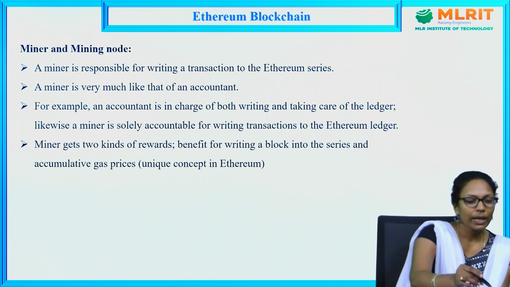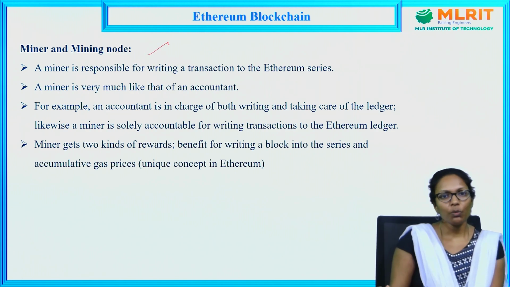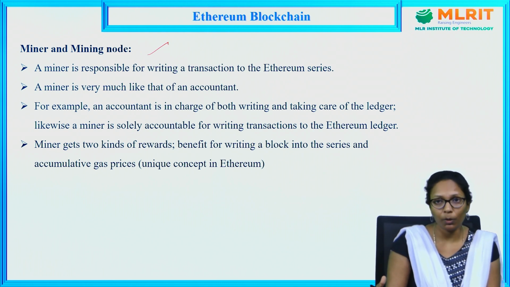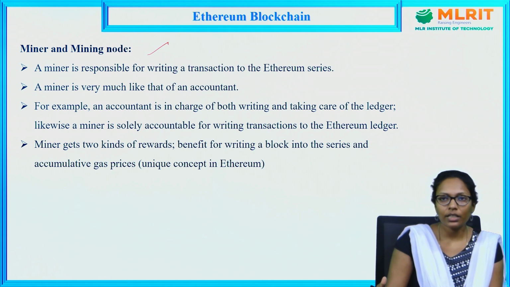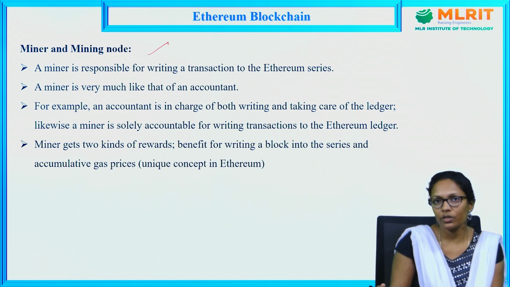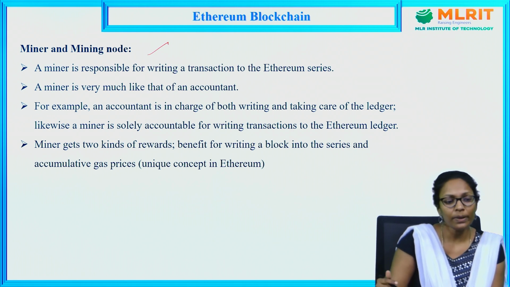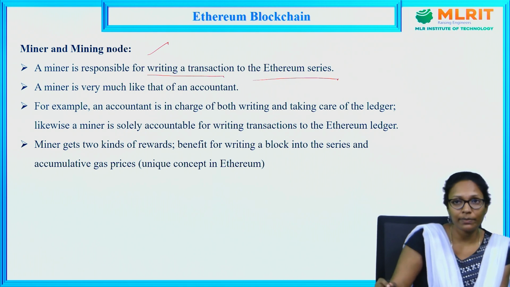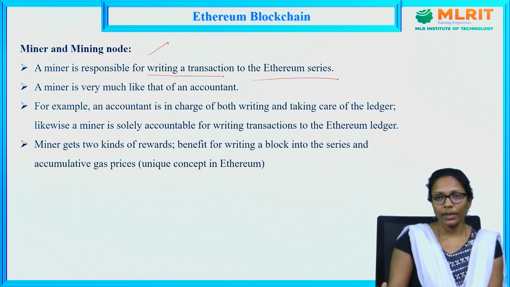So the first one is miner and mining node. We know a miner is nothing but who will mine the block of transactions, or who will mine the blocks. Mining is generally adding the transactions or validating the transactions. The duty of the miner is to add the transactions or validate the transactions, right? So here a miner is responsible for writing a transaction to the Ethereum series. Already in the Ethereum blockchain we have some blocks, so for those blocks the miner will add new transactions.